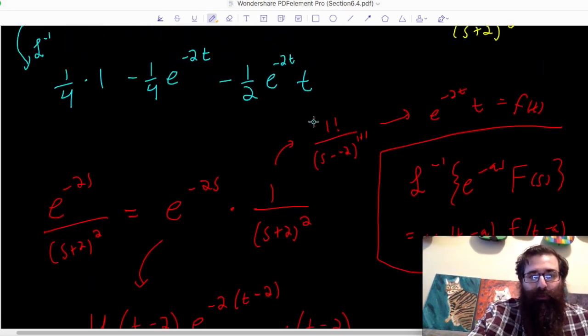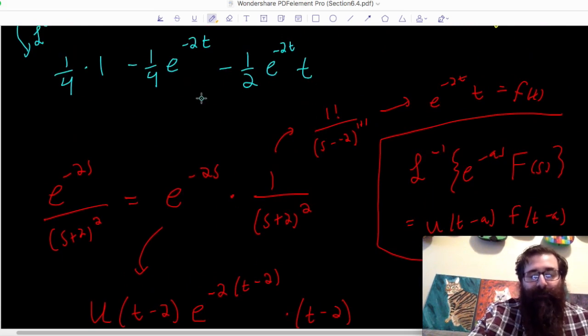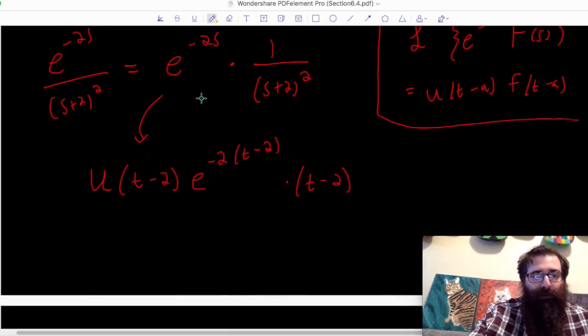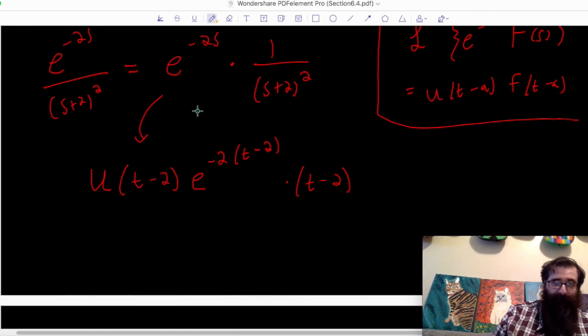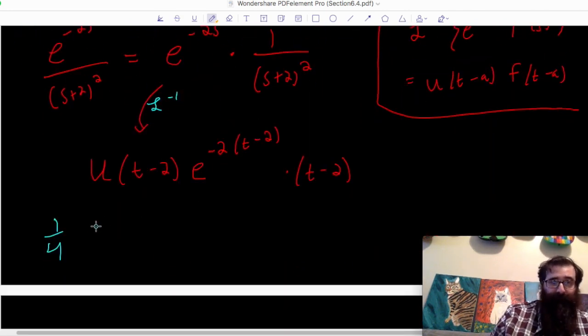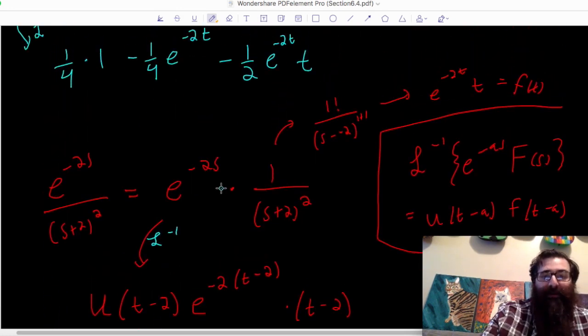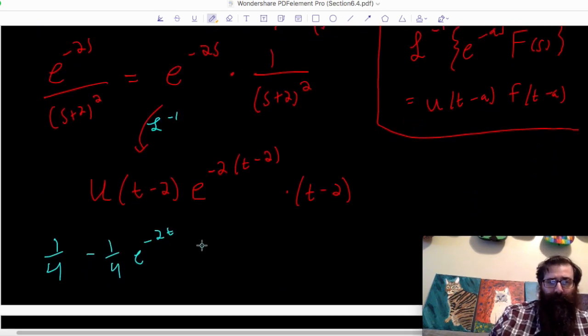And then we just want to go ahead and add this. Do I have room? Let me just jot it down at the bottom. So I already have these lovely parts that weren't quite as terrible. 1/4 times 1. This was the Laplace inverse. 1/4 times 1, which is 1/4. Minus 1/4 times e to the minus 2t. Minus 1/2 e to the minus 2t times t.